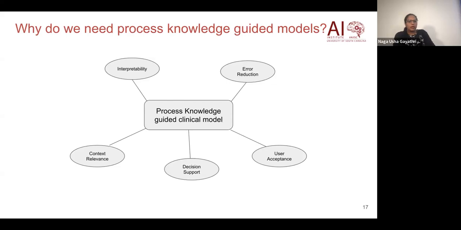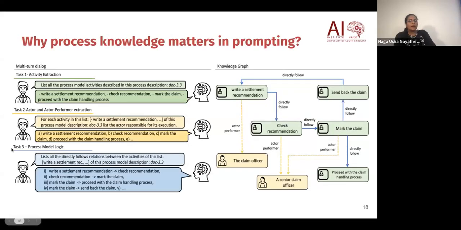Okay, let us see an example of why process knowledge matters in prompting. This example is taken from the PET dataset. This is a multi-turn dialogue system where the user is interacting with an artificial agent here. Here the AI agent acts as the domain expert.